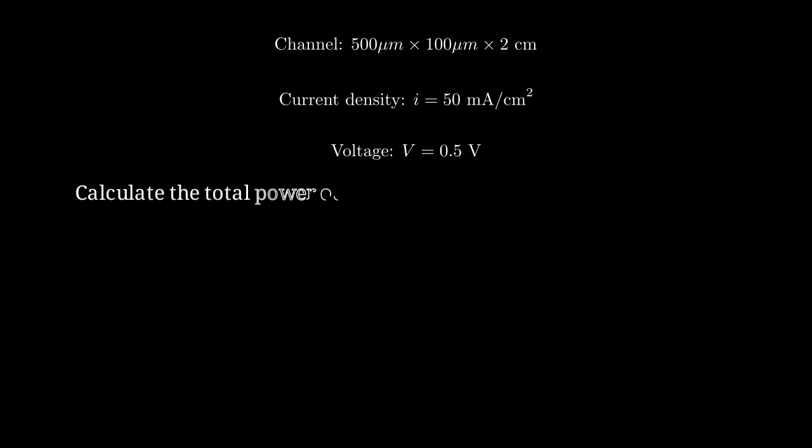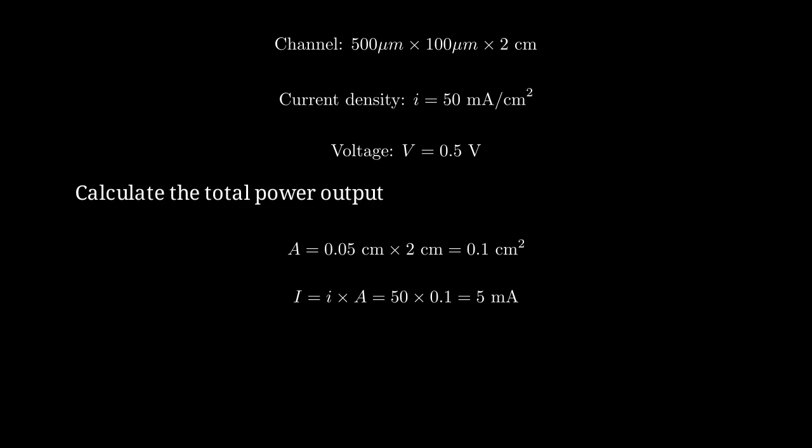Let's calculate the total power output from this device. Electrode area equals width times length. 0.05 centimeters times 2 centimeters equals 0.1 square centimeters. Total current equals current density times area. 50 times 0.1 equals 5 milliamperes. Power equals current times voltage. 5 milliamperes times 0.5 volts equals 2.5 milliwatts.